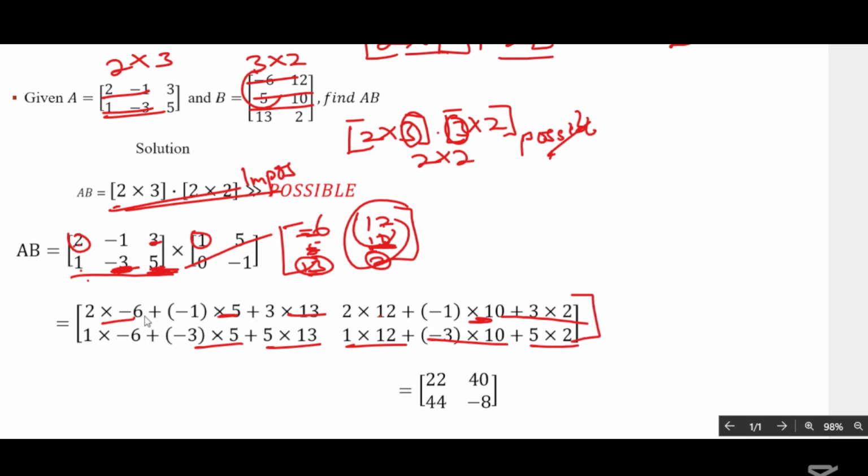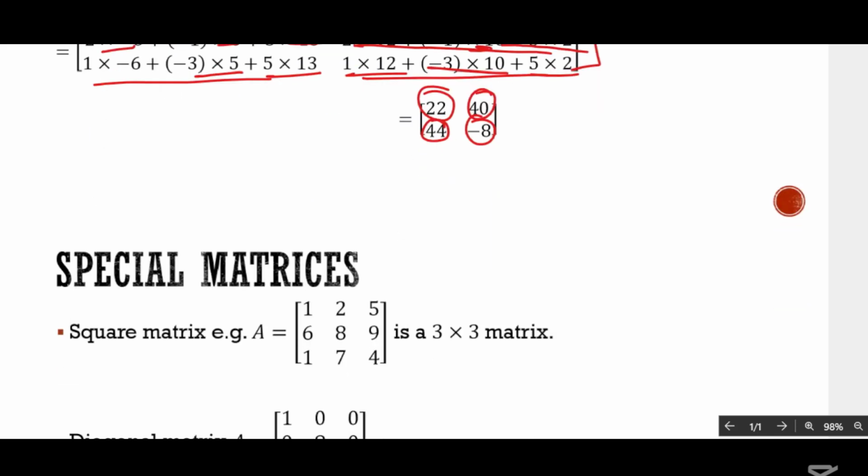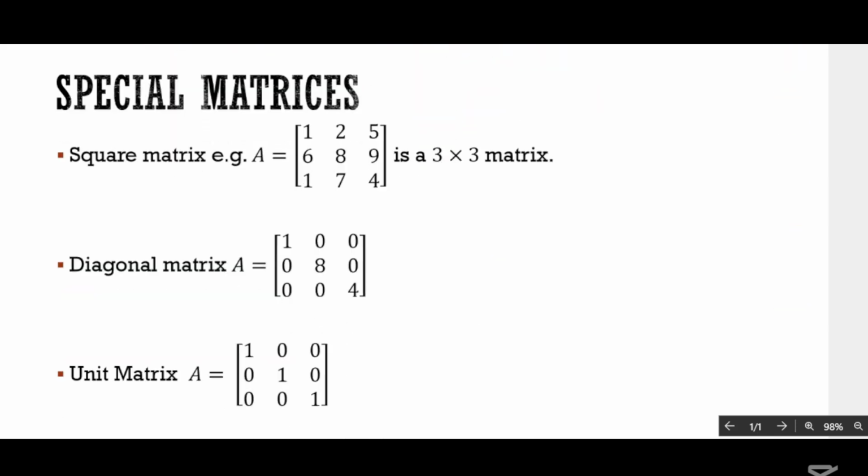So 2 times negative 6 plus negative 1 times 5 plus 3 times 13 gives us 22. So when you evaluate this one, you're going to get 40. And when you evaluate this one, you are going to get 44. And when you evaluate this one, you are going to get negative 8. So before you even multiply, you can use the dimensions to determine whether it is possible or impossible to multiply. Now let's look at some special matrices.